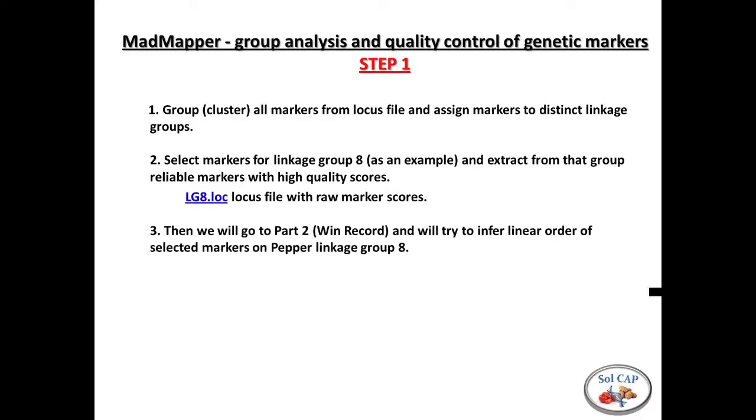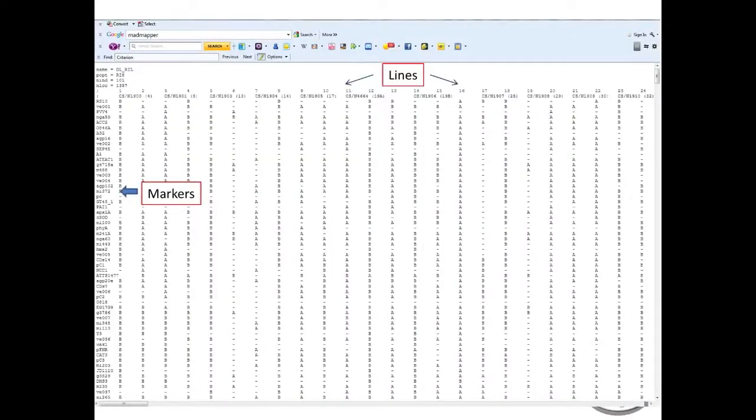So MadMapper can group markers. Once you group the markers, you need to separate the groups and select the markers within a group. We'll show an example with, in this case, linkage group 8 that we've done in pepper. Then we prepare the data and the right files to put those into Record.